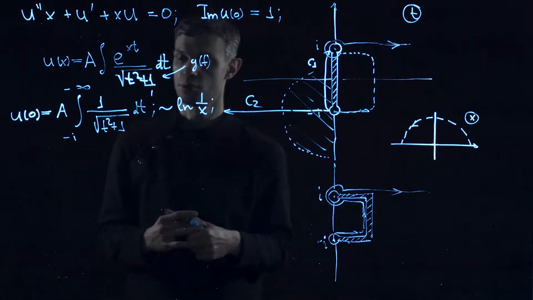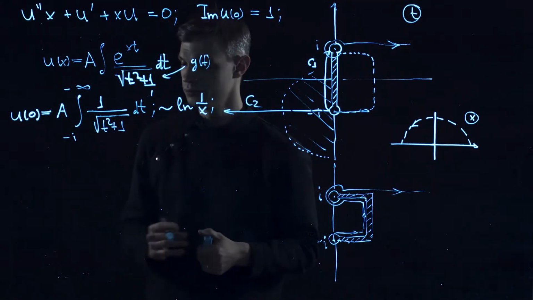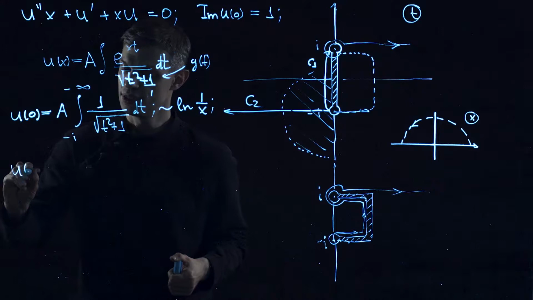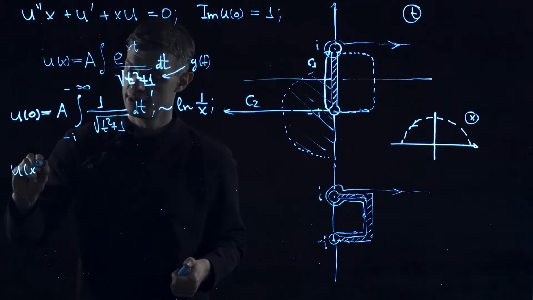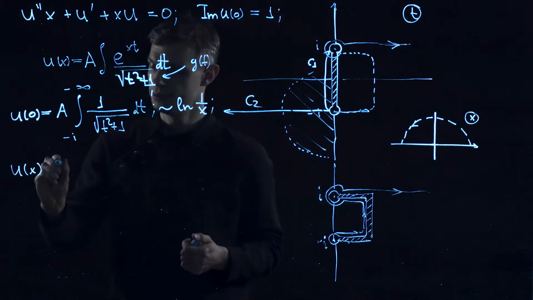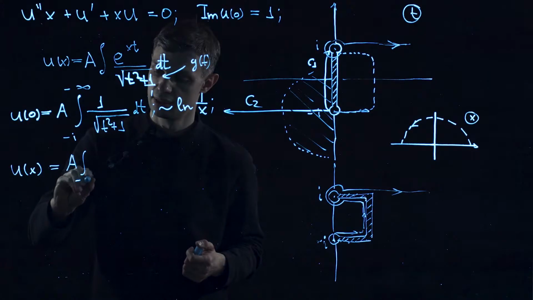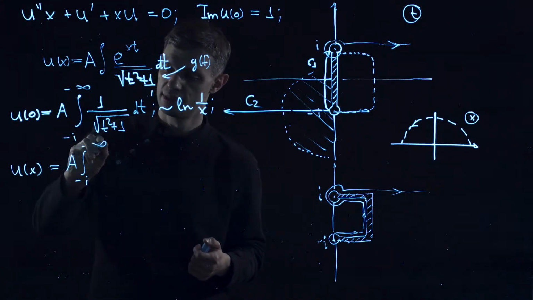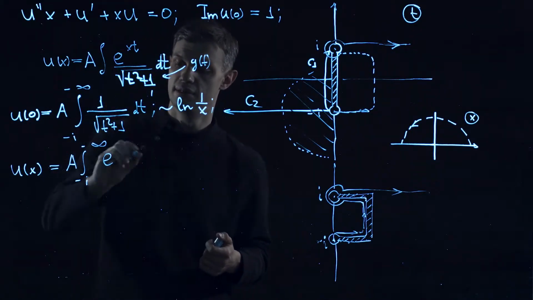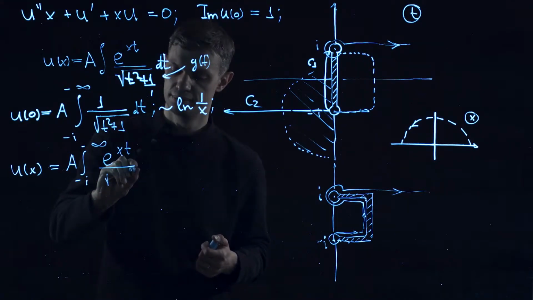So how would we do this? Instead of just putting x equal to 0, we consider it, of course, to be a small but finite number, and address our integral again.